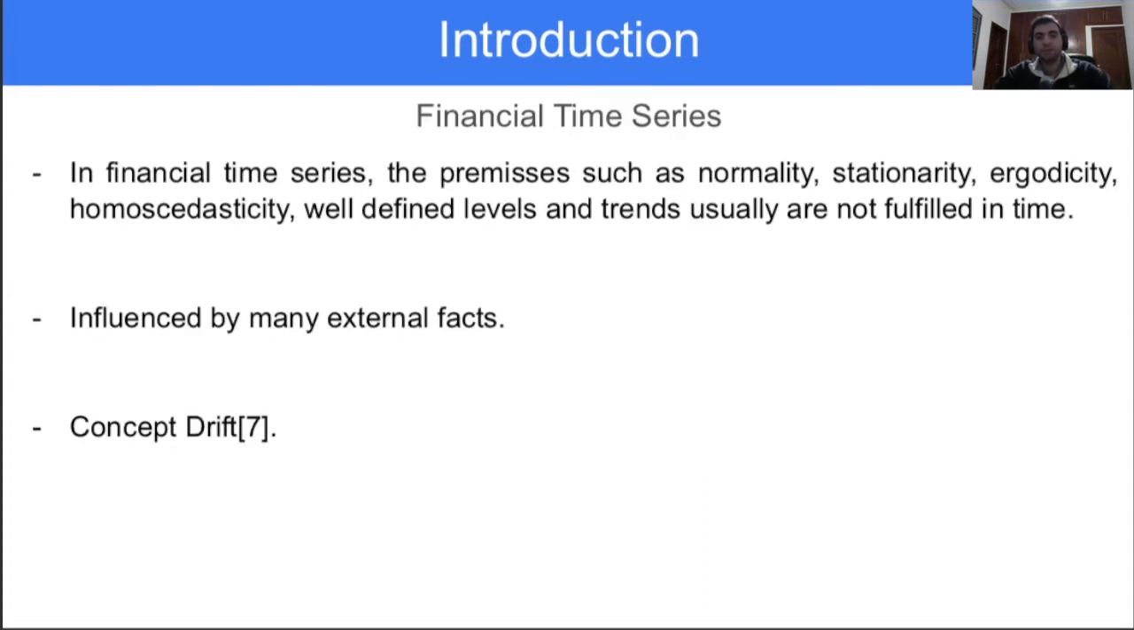Well, in financial time series, the premises such as normality, stationarity, and well-defined levels and trends usually are not fulfilled in time, and that's because that type of time series is influenced by many external facts, which leads to a concept drift, which is the fact that statistical properties and the relations between input and output variables are changing over time depending on the context.